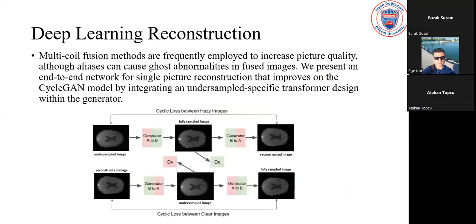In the methods part, we will start with deep learning reconstruction. Multi-coil fusion methods are frequently employed to increase picture quality, although ELISAs can cause ghost abnormalities in fused images. We present an end-to-end network for single picture reconstruction that improves on the cycle GAN model by integrating an undersampled specific transformer design within the generator. You can see the picture here.